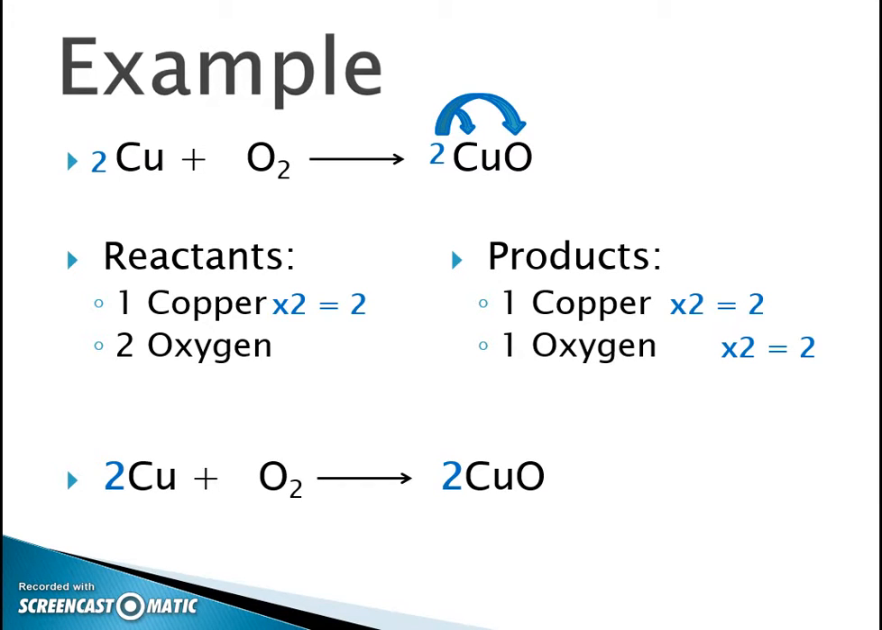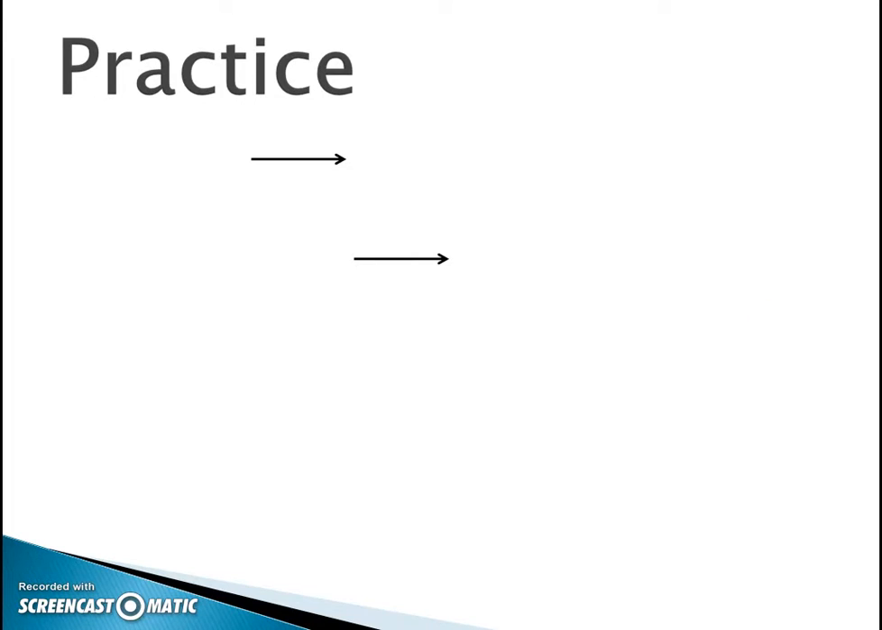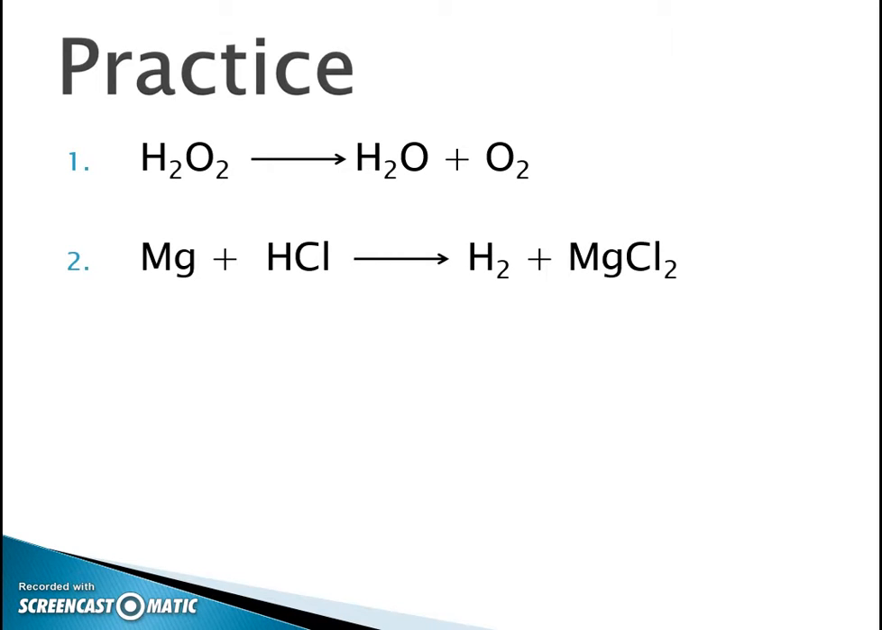That's your final example. Now there are 2 practice problems that I would like for you to look at. The first is H2O2 yields H2O plus O2. Go ahead and work that one out in your notes. I will be checking for the correct answer. The second one I want you to work out is Mg plus HCl yields H2 plus MgCl2. And go ahead and put that one in your notes as well. And that's it for today.